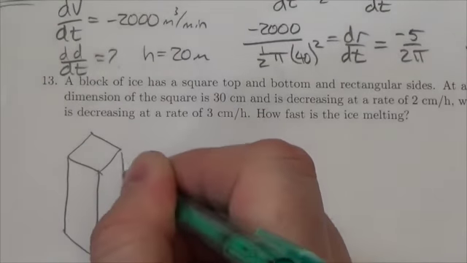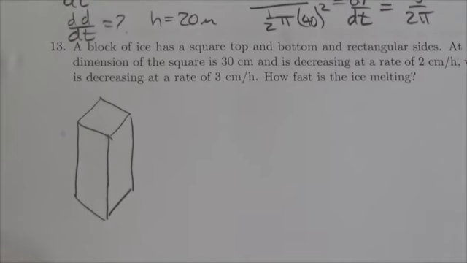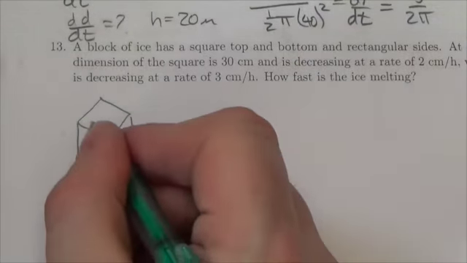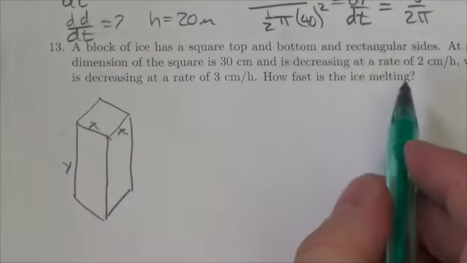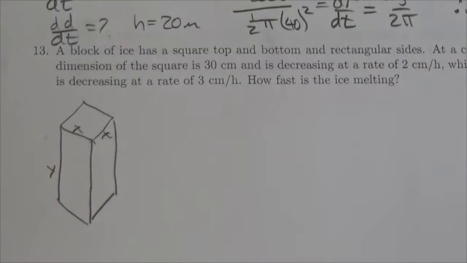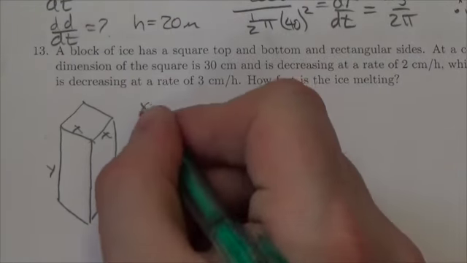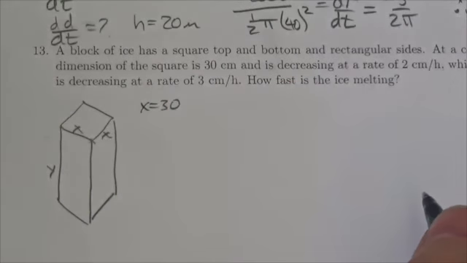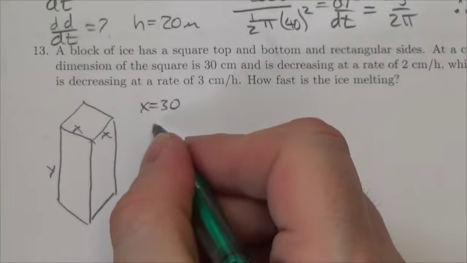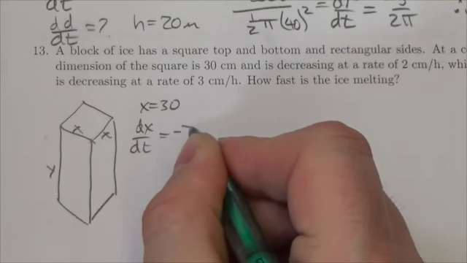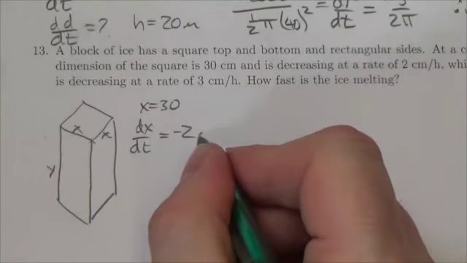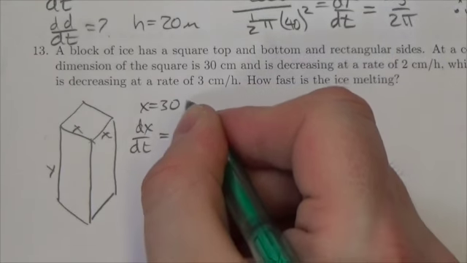Okay, so we're not entirely sure. I mean, that's a really weird looking ice cube, if you will, but whatever. We know that the sides here will be x and then the height will be y because it's a square top and rectangular sides. At a certain point in time, each dimension of the square is 30. Okay, so we're telling you that the x is 30 and decreasing at a rate of 2 centimeters per hour. Okay, so dx by dt is negative 2 centimeters per hour.